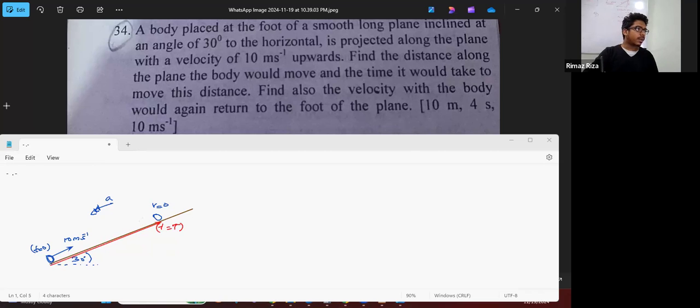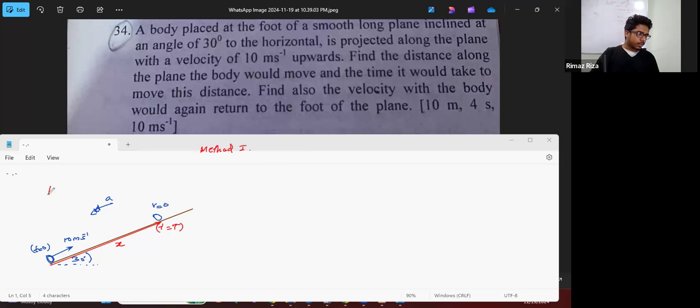Let's take that distance as h or x. Better go with x. Find also the velocity with which the body would again return to the foot of the plane. So again it will fall downwards, and when it comes here, we want to find the velocity. First, we will find the x and t values. I will do this question in two methods. So first, method one.